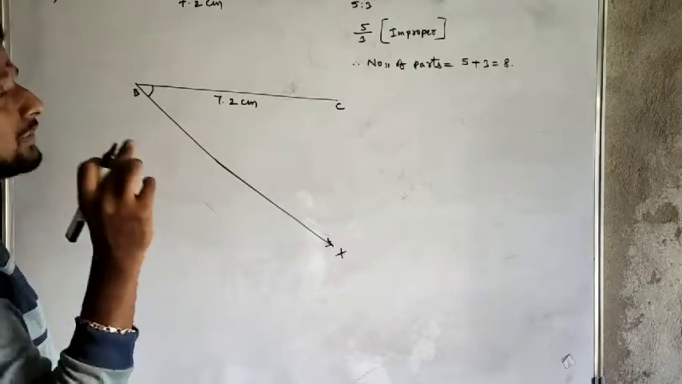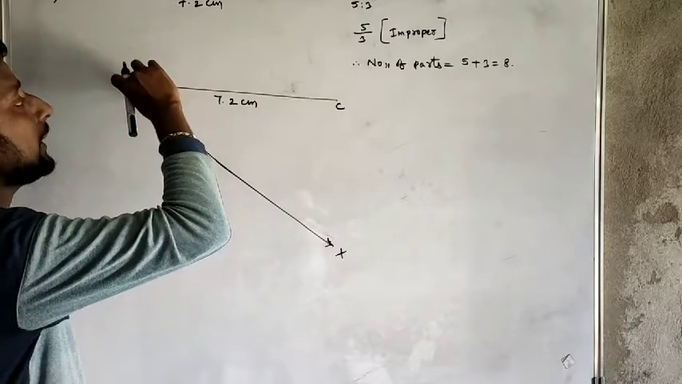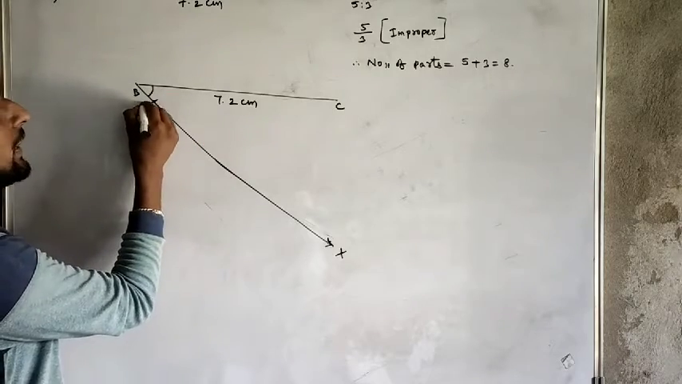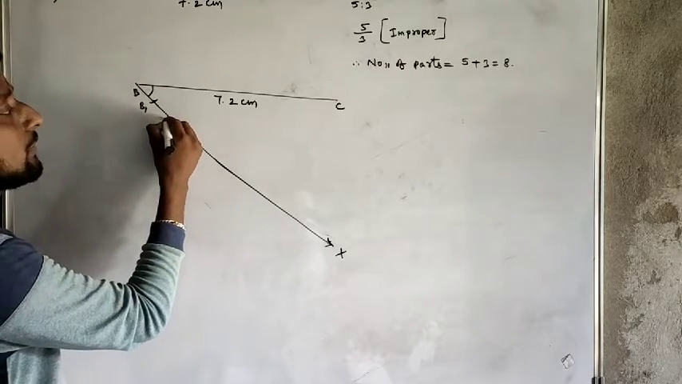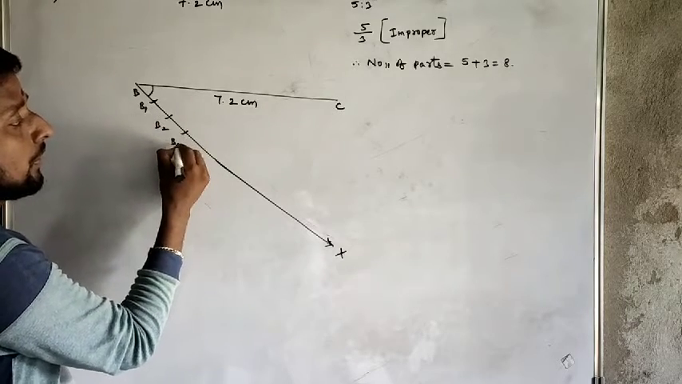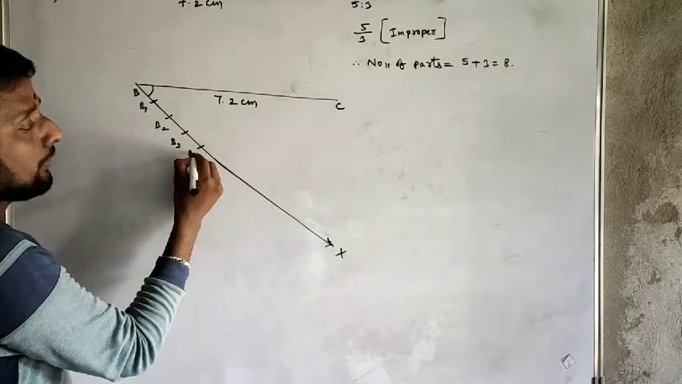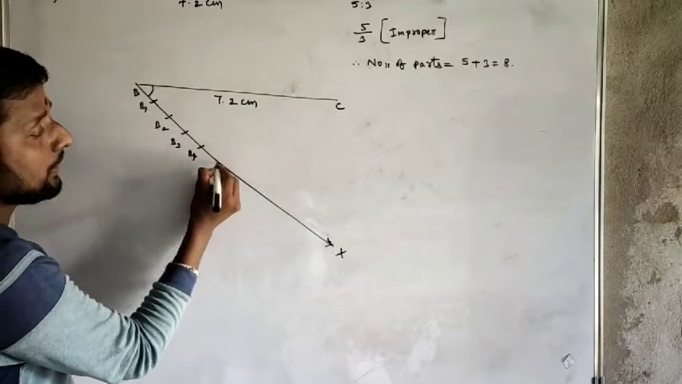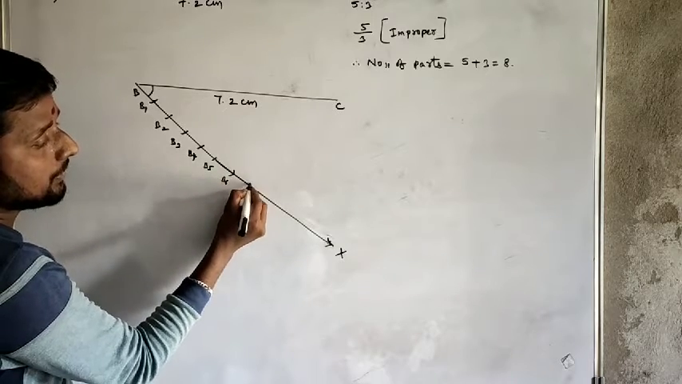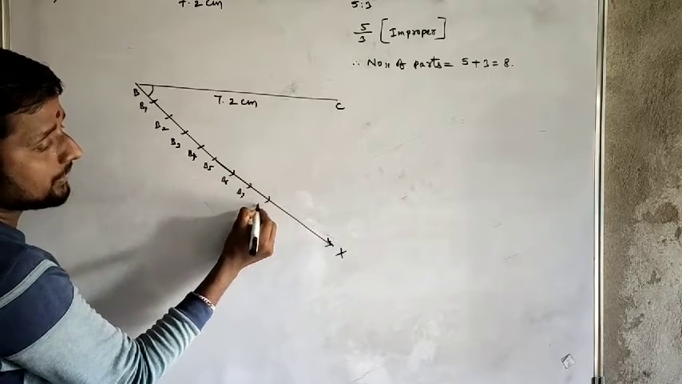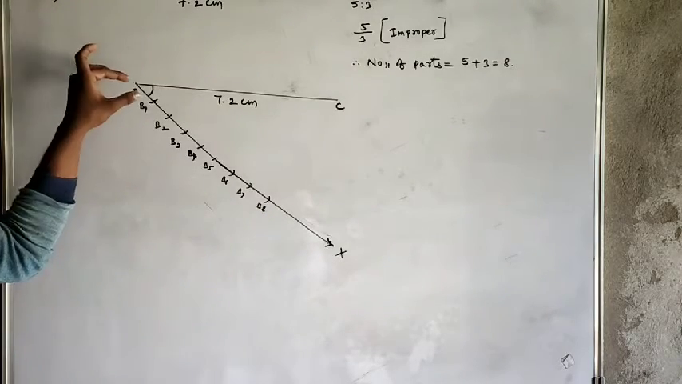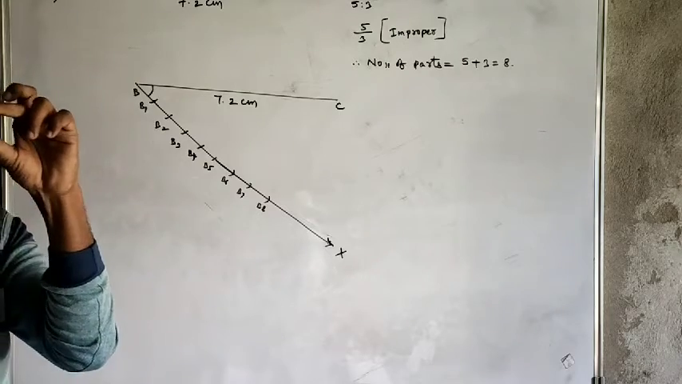Now take the compass. With center B, try to make an arc, a small one, and cut the ray. Now make it B1. With the same radius, make one more, B2, with the B1 center. Make one more, B3, with the B2 center. Make one more, B4. I am making arcs with the same radius. Then B5, next B6, next B7, next B8. Right.